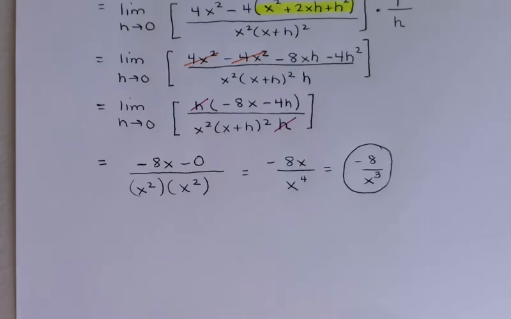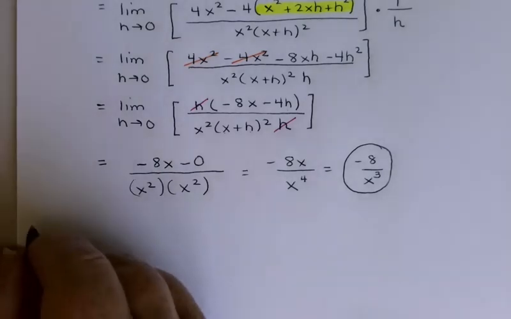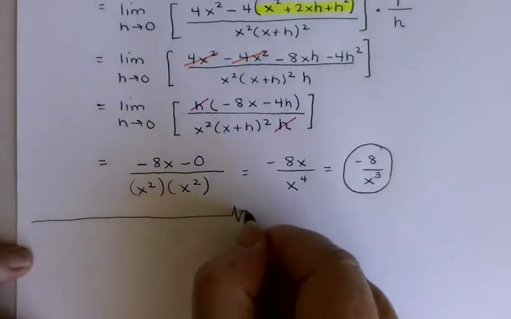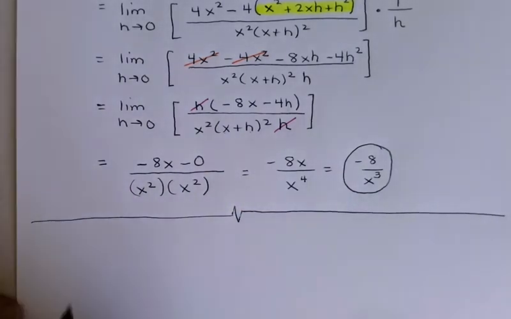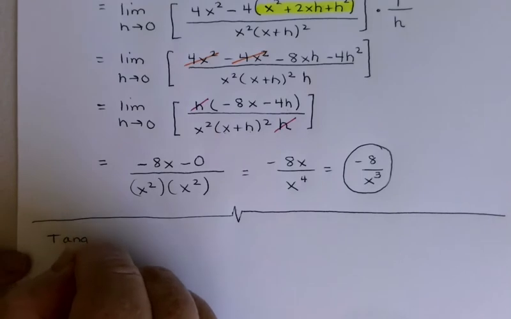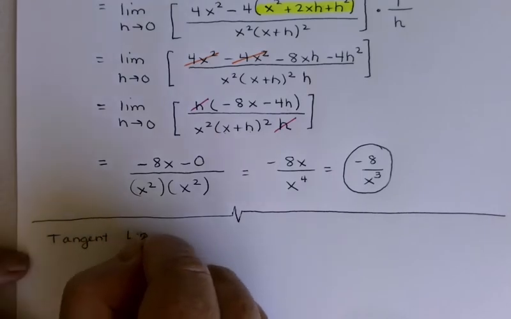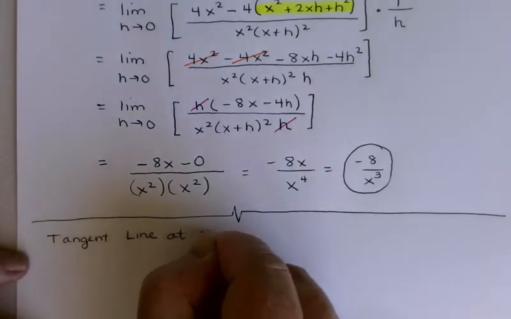All right, the second part of this problem asked us to find the equation of the tangent line at the point where x equals 1. So we're done with the part where it said just find the derivative. I now want the tangent line at x equal 1.